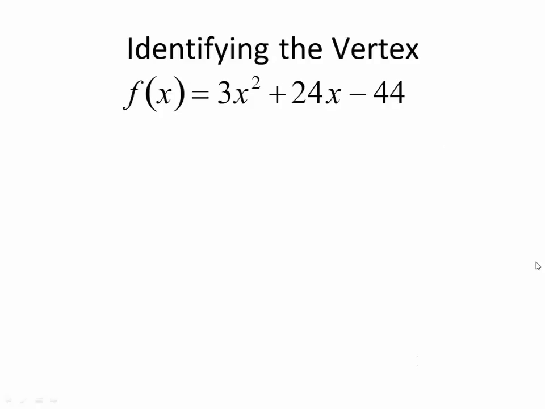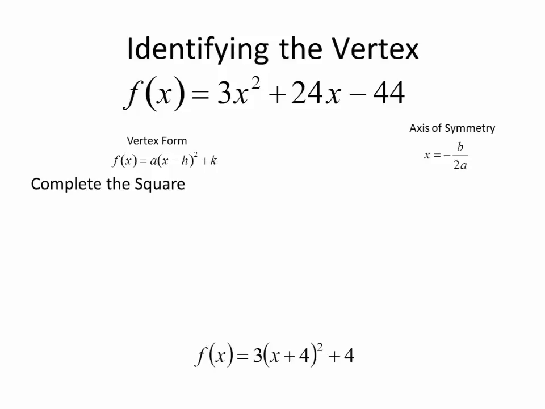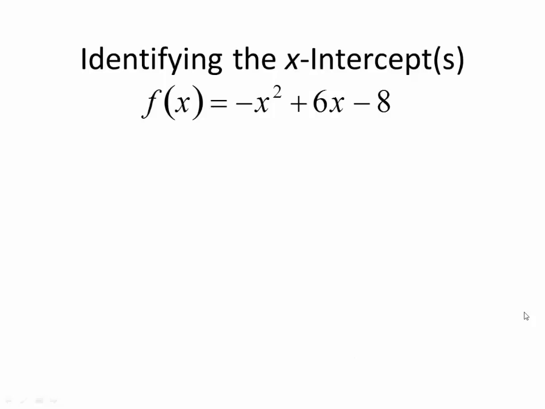Okay, here's another one. You may want to try that one. Pause it here. Make sure you can do at least one on your own, and hopefully it will be this one. All right. When you're ready, you can play it and you can see the answer. All right. So I got negative 4, comma 4 is my vertex. Okay, finding the x-intercepts. There may be 1 or 2 depending on where the parabola is.